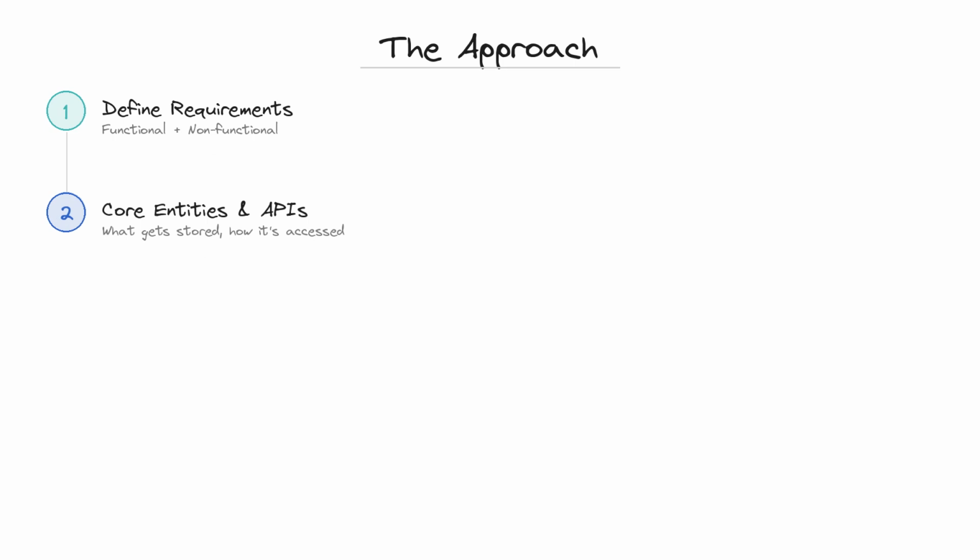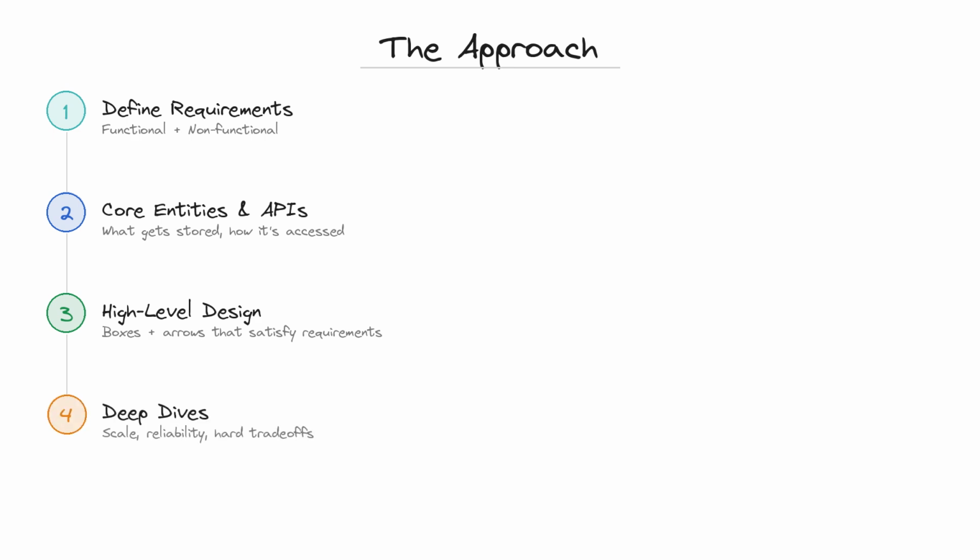Before we start drawing boxes, let's talk strategy. Every system design interview for a user-facing product should follow the same four-step roadmap. Step 1. Define requirements, both functional and non-functional. Step 2. Identify core entities and APIs. Step 3. Sketch a high-level design that satisfies your functional requirements. Step 4. Deep dive to tackle scale, reliability, and hard engineering problems. This framework is repeatable. It works for Dropbox, it works for Uber, it works for Twitter.